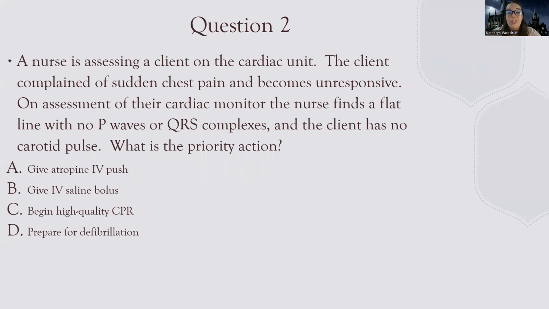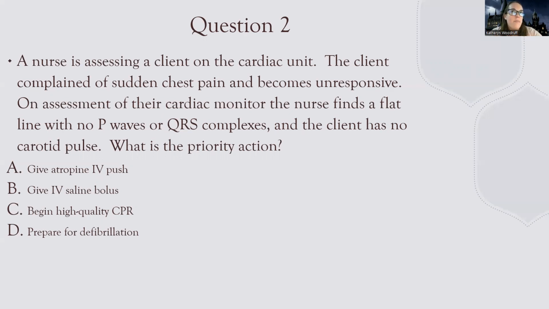So this is one of those questions where we're talking about a rhythm, but we're describing it to you. So you have to know what these things are and what they're supposed to look like. They had sudden chest pain and they're unresponsive. That's never a good sign. That usually means emergency. I need to do something right now. It says there's a flat line, no P waves, no QRS complexes, and no pulse. So what's the priority action?